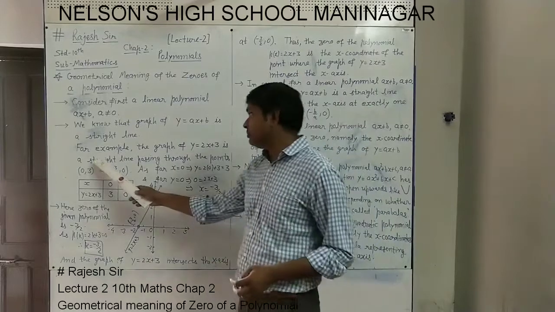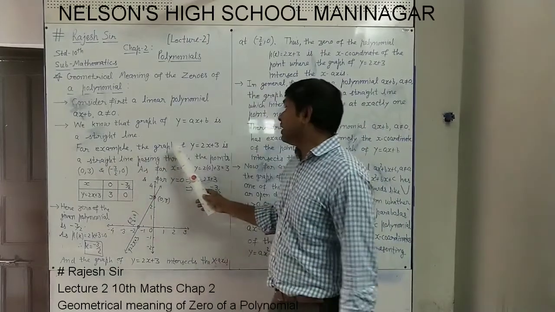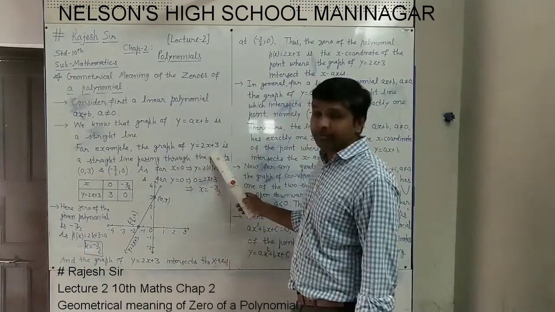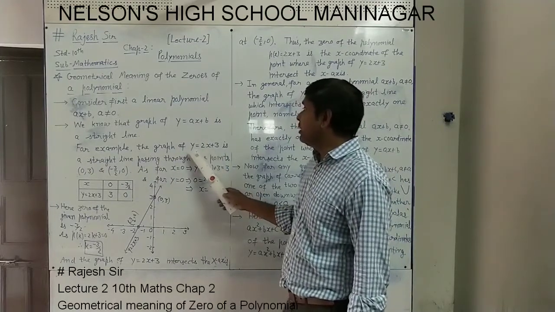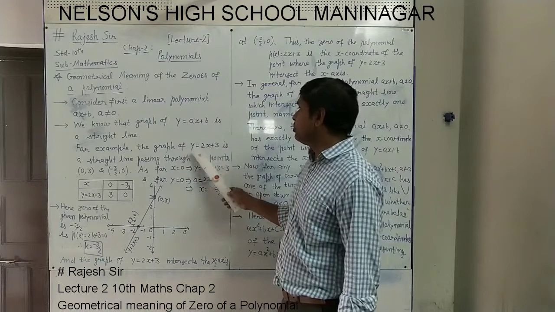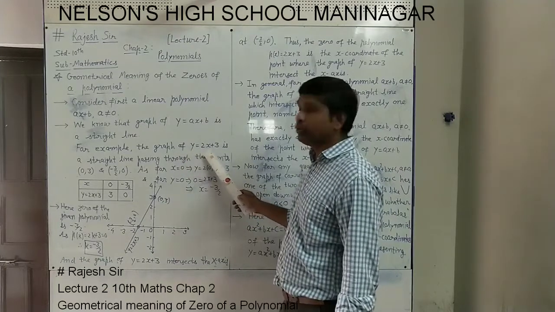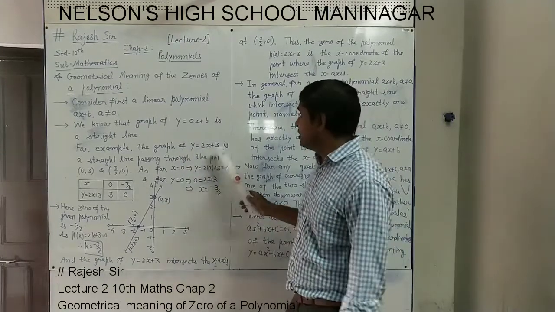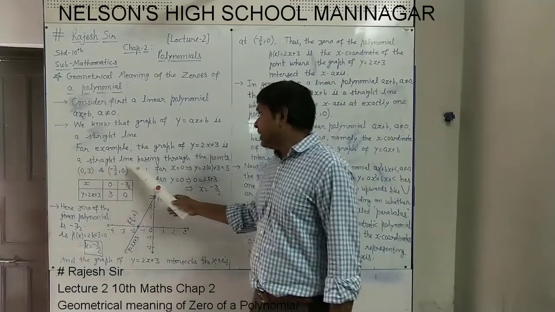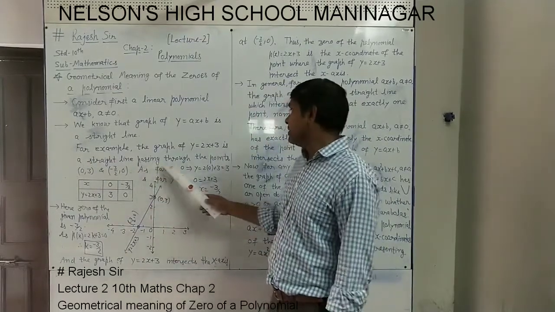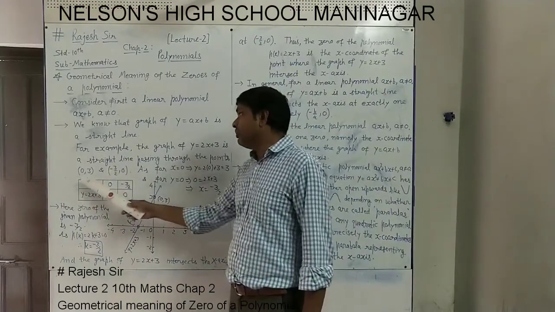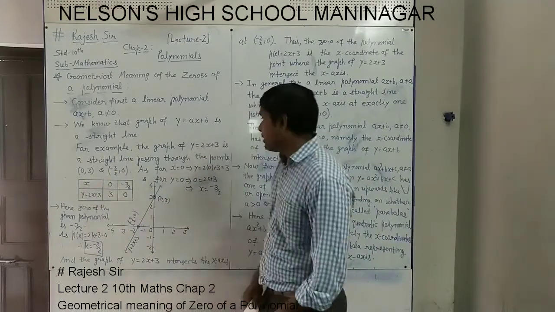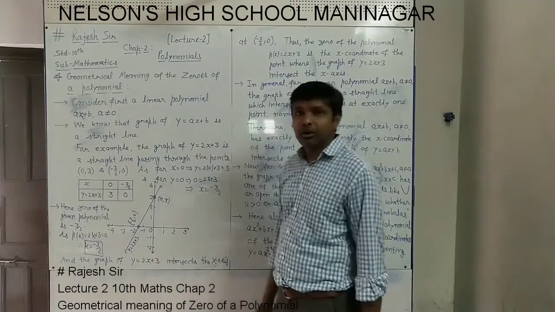For example, we will see the graph of y equal to 2x plus 3, one of the linear polynomials taken as an example. We are going to draw this linear polynomial's graph by taking y equal to 2x plus 3 as an equation. It is a straight line, as we will see, passing through the points 0, 3 and minus 3 by 2, 0. From where do these 2 points come? As in ninth standard also you have drawn graphs.